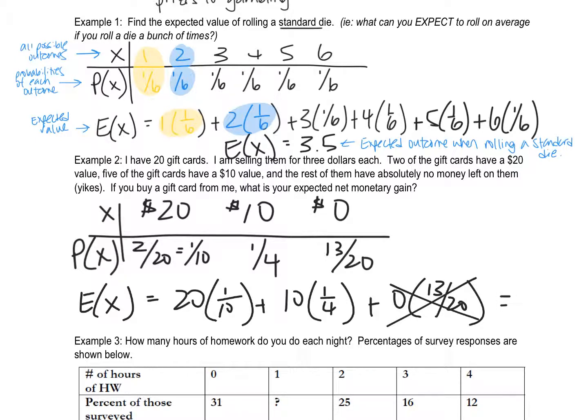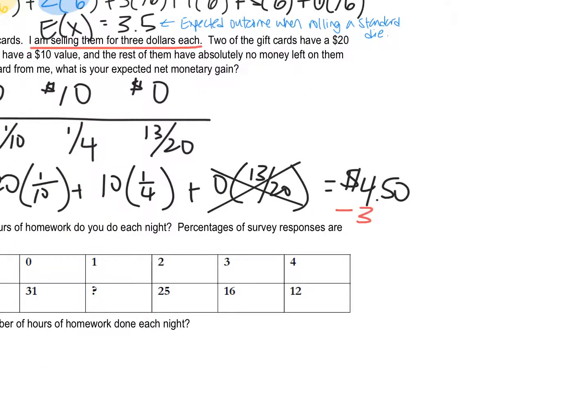Okay, so our expected value here is $4.50. However, remember this part up here, how I'm selling them for $3. So you technically paid me $3. And so you are expected to really only make $1.50 in this case. So don't forget to subtract whatever you paid, like for your lottery ticket or whatever, because that subtracts away from your winnings. You do have to pay something in order to play this gift card roulette, basically.